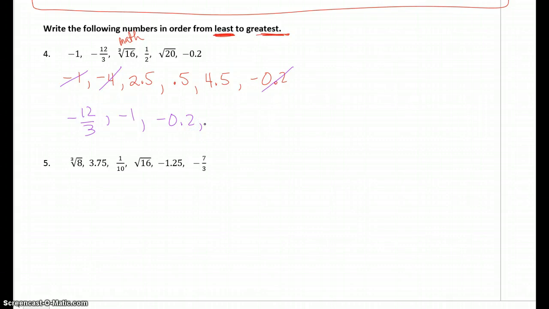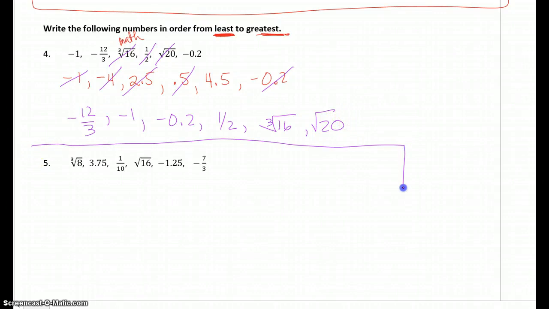And then we're going to go into our positives, so we're going to work from least to greatest there. So we've got 0.5, which they gave us as 1/2. Then we've got 2.5, which they gave us as the cube root of 16. And then we have the 4.5, which is the square root of 20. So that is from least to greatest. So the biggest negative to the biggest positive.